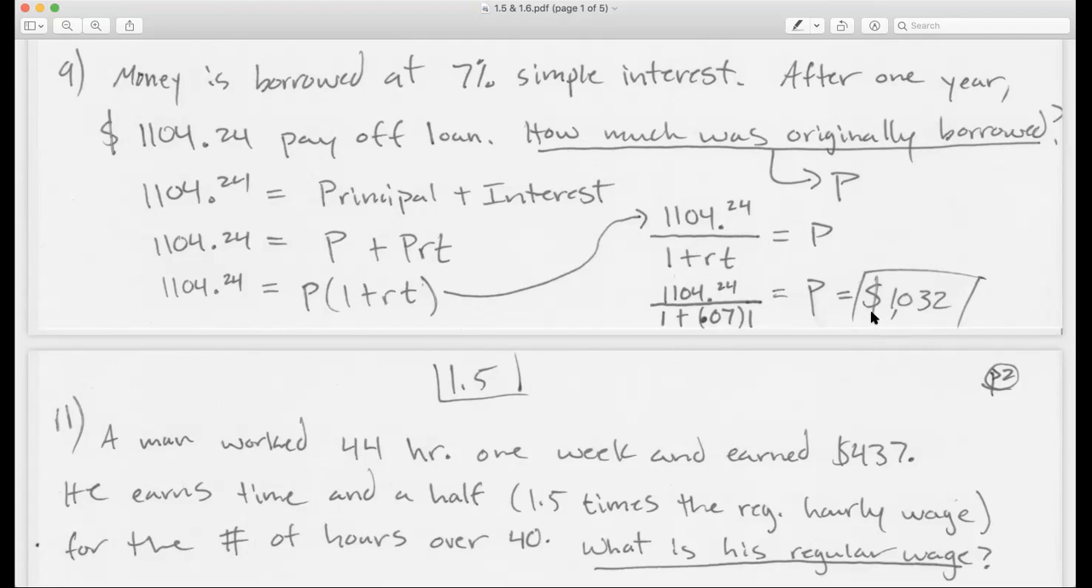So think for a moment. Is the total amount to pay off the loan more or less than the principal? Well, the principal should be less than the total amount of the loan. So it seems reasonable. Let's go see what Pearson has to say.